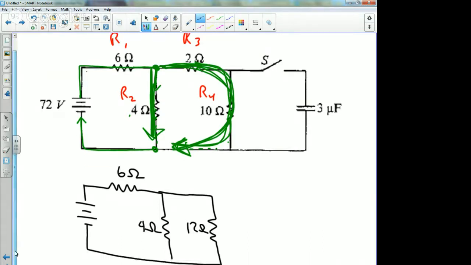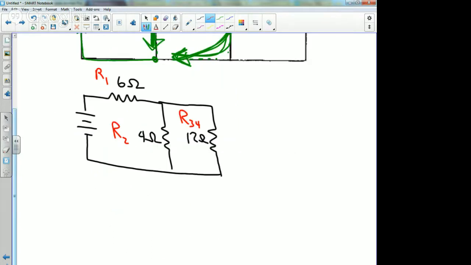Okay. So now I have R1, R2, and R34. What's next? I still have current coming out of the battery. All of it goes to R1. It splits into two separate branch current loops before it comes back together and goes in. What do I combine next?